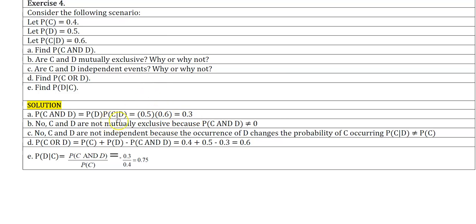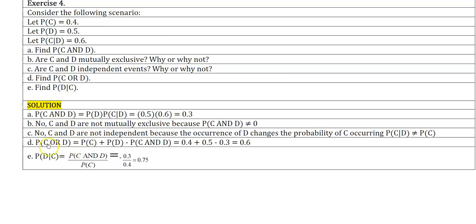What about independence? Okay, if we condition on D, what's the probability of C? If they were independent, it would just be the probability of C. But we know from the scenario that the probability of C given D is 0.6, and the probability of C is 0.4. So we know that those two are not independent.